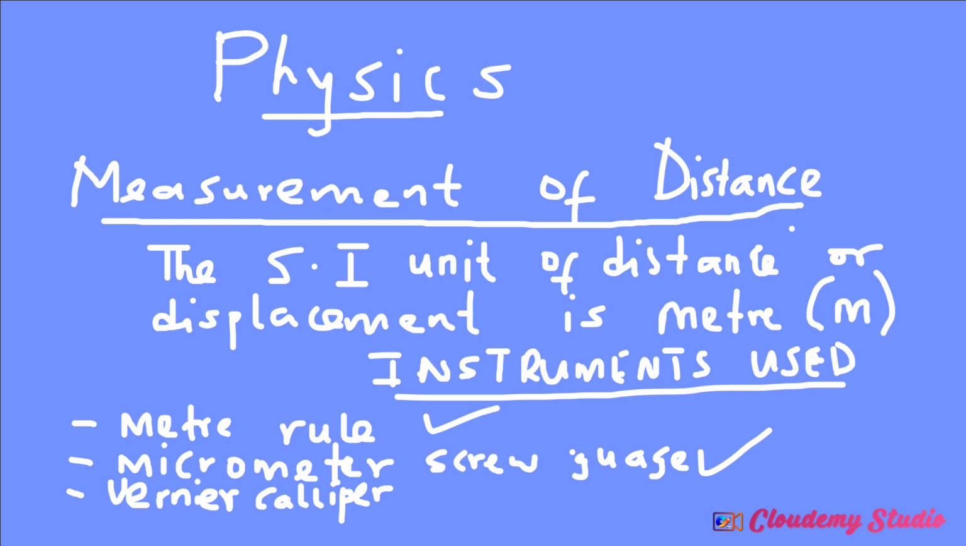So we have the vernier caliper. This vernier caliper looks like a gun. So you know meter rule. Meter rule is just a straight rule. It's like a ruler. Meter rule is just something like this.